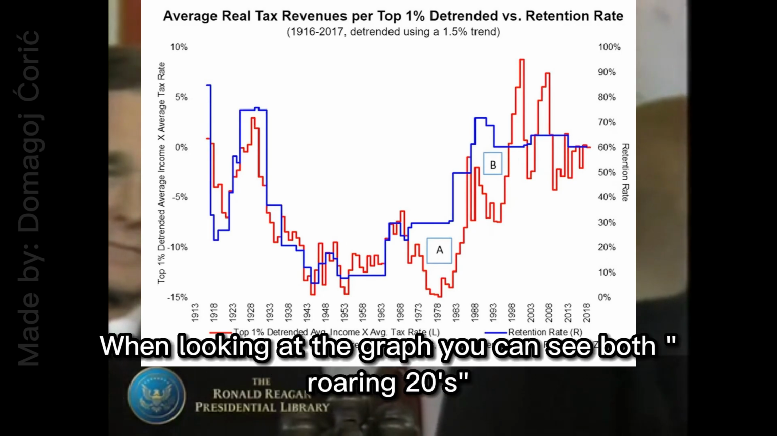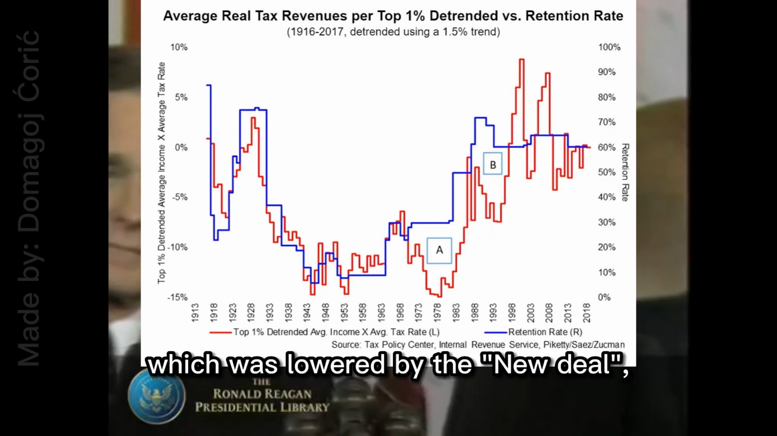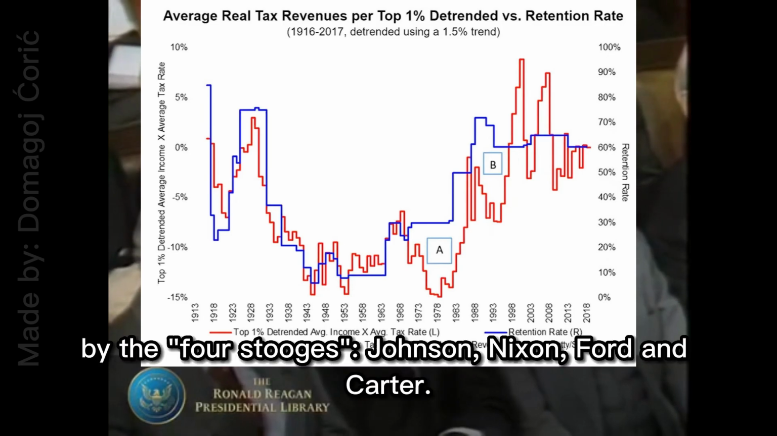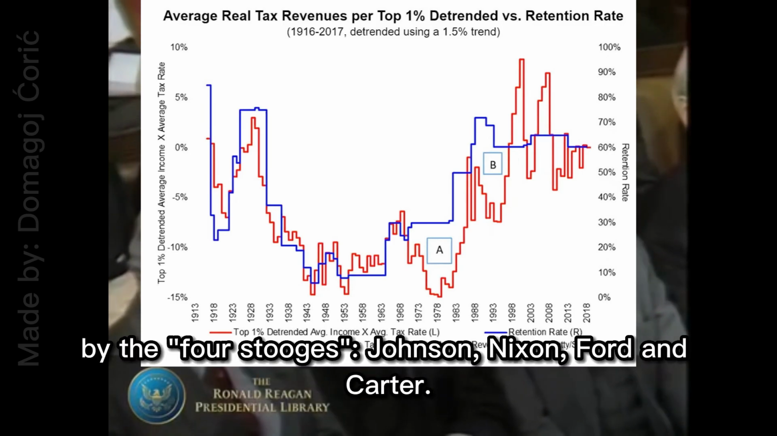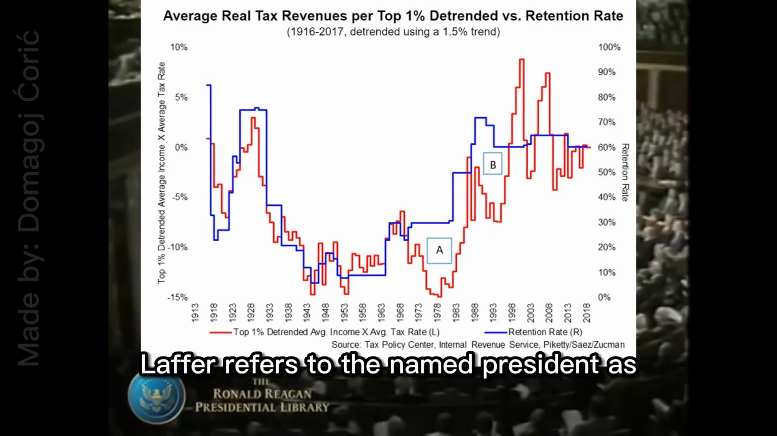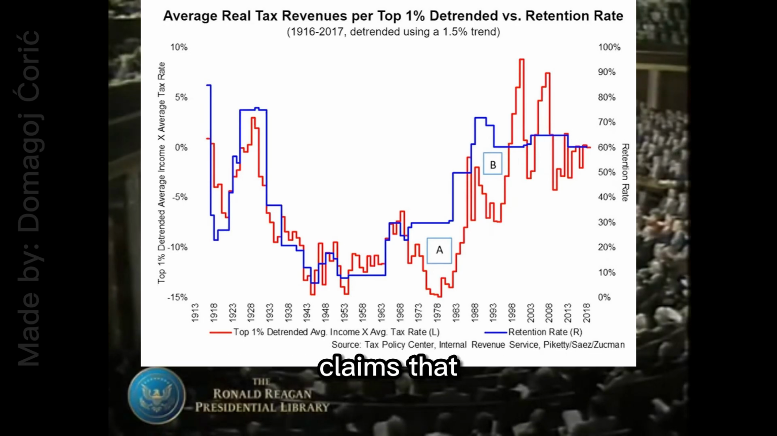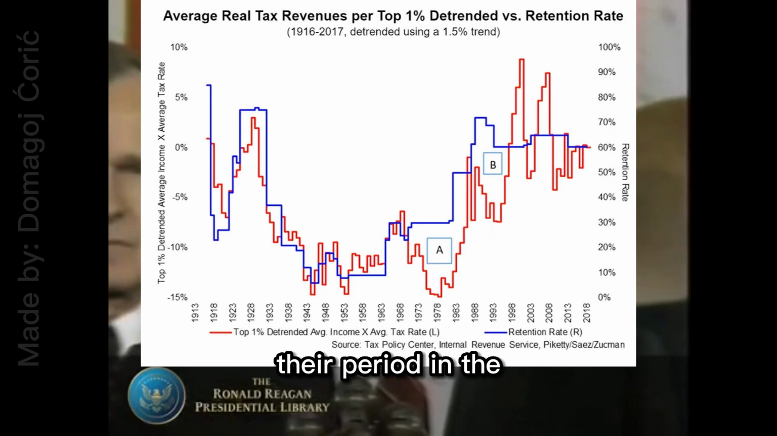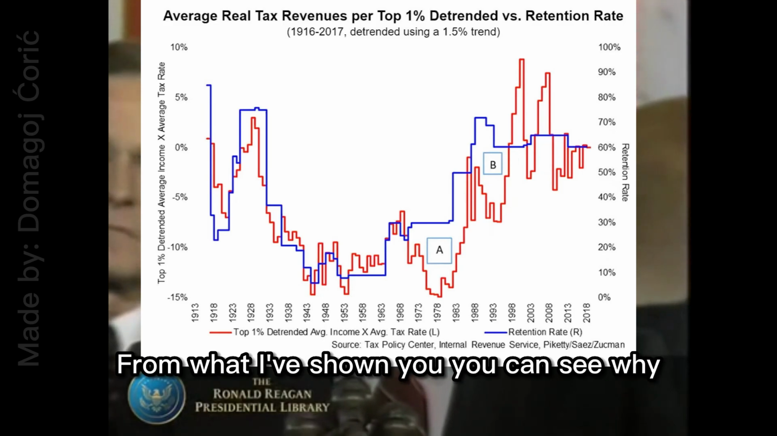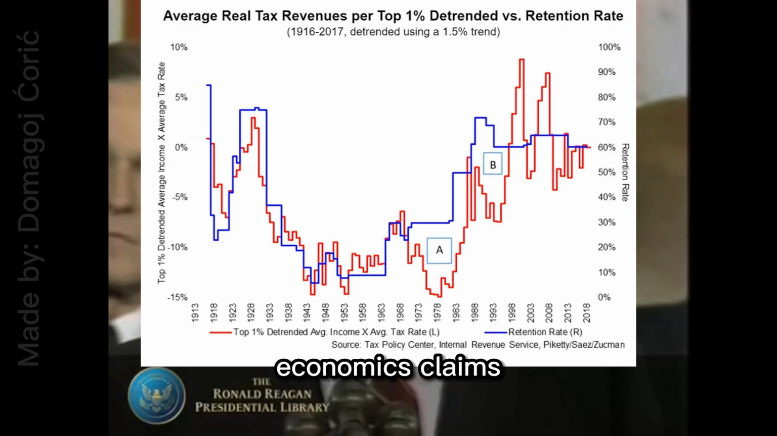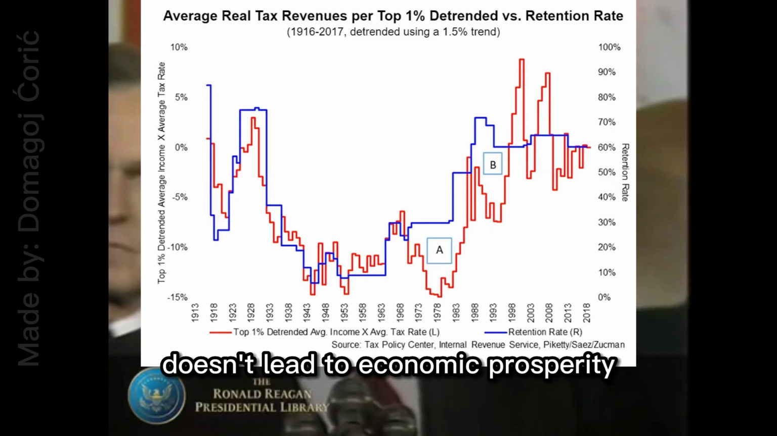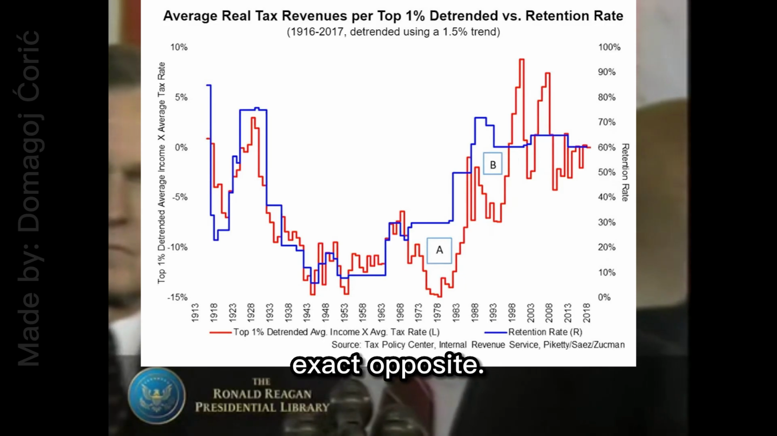When looking at the graph, you can see both roaring 20s, which was lowered by the New Deal, and then go-go 60s, that was lowered by the four stooges, Johnson, Nixon, Ford and Carter. Laffer refers to the named presidents as stooges because he claims that their economic policy was tax raises throughout their period in the White House. From what I've shown you, you can see why supply-side economic claims that wealth redistribution doesn't lead to economic prosperity and does the exact opposite.